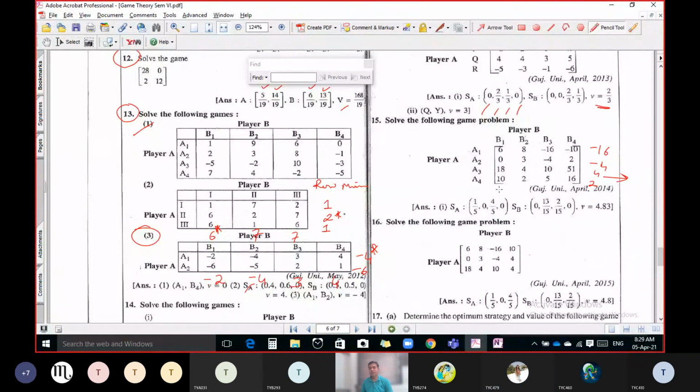In columns, the maximum values are 18, 8, 8, 10, -6, 5. The minimum is what? 8. So the upper value and lower value are not the same. So the game has no saddle point. Now just use dominance. Once again, tell me which one is better, A1 or A2?